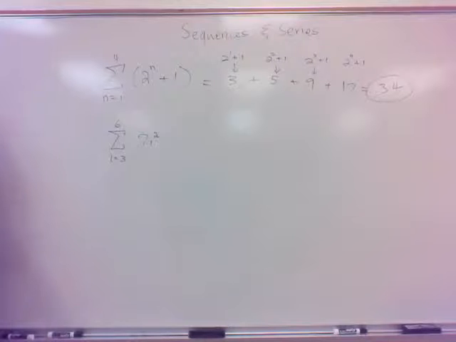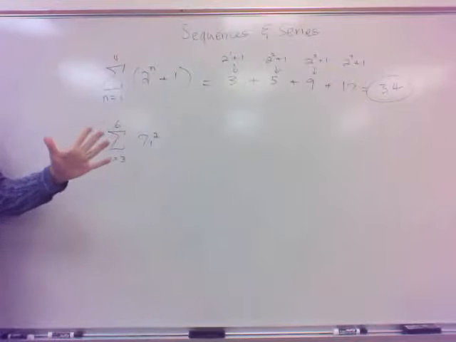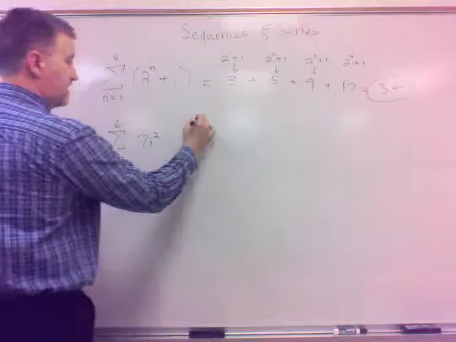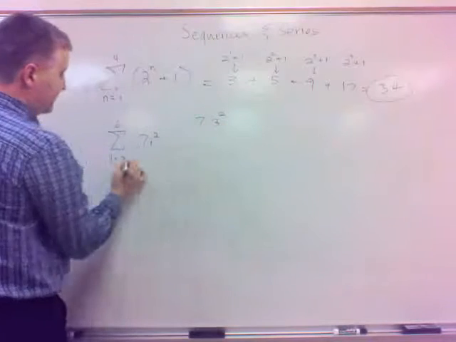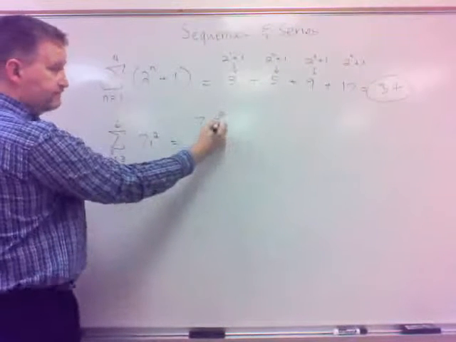Then the other point here is, where do I start? This one starts at 3. You don't have to start it always at 1. This one says start at i equals 3. So what's the first term here? It'd be 7 times 3 squared. Plugging in i to be 3, so the first term would be 63. 7 times 9.